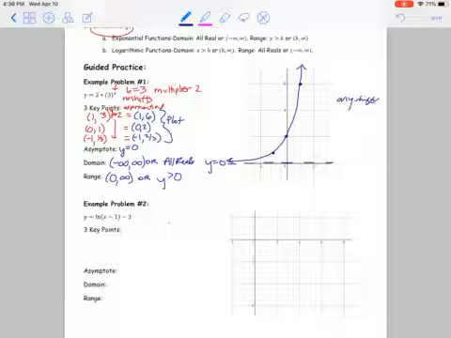So that's your final graph. That's as much information as you need. Make sure you put these 3 things on your homework. Let's try a log now.